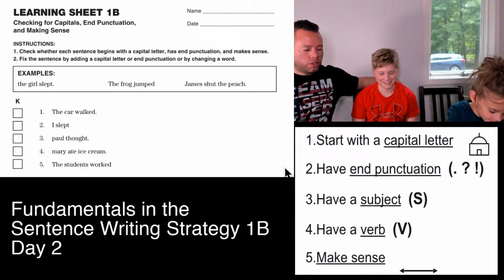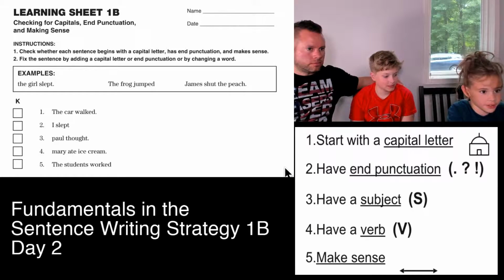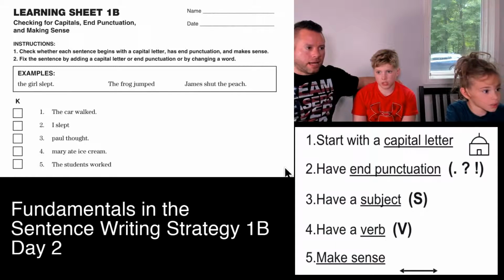All right, number 2. What was wrong with number 2? Daxton, you want to tell me what's wrong with number 2? It doesn't have a period. Very good. It does not have a period. So we added that. That makes it a sentence.